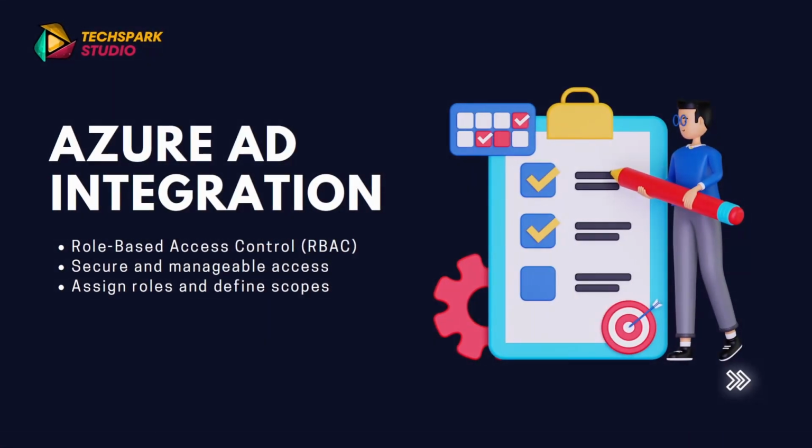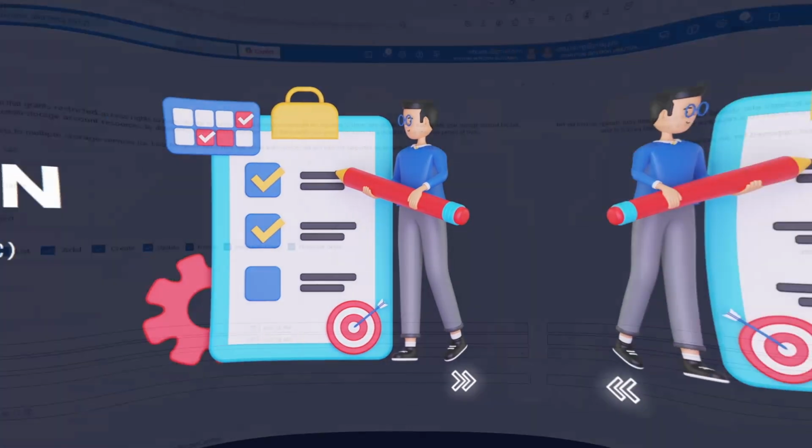Next, let's discuss Azure Active Directory, or Azure Entra ID integration. Azure Entra ID allows you to manage access to your storage account using role-based access control, or RBAC. This approach is more secure and manageable, especially in an enterprise environment. To enable Azure Entra ID integration, let's go to the Azure portal.